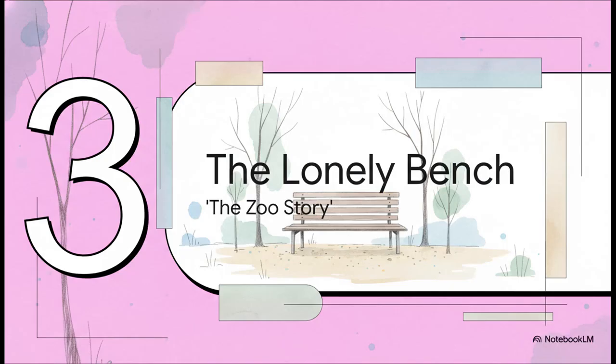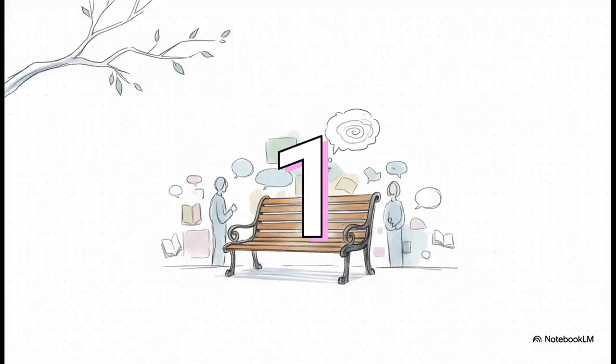So, we've gone from the rich detail of realism to the dreamy haze of symbolism. Now, for our third case study, we're pivoting to the stark, powerful world of minimalism in Edward Albee's The Zoo Story. That's it. The entire set for this unbelievably intense, philosophical, and confrontational play is one single park bench.